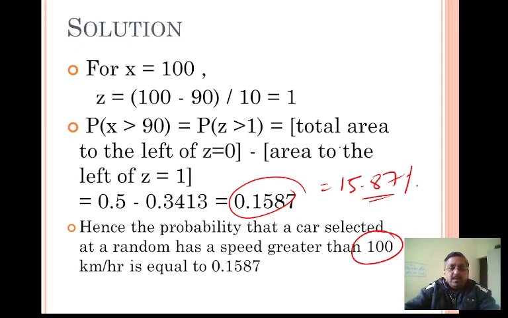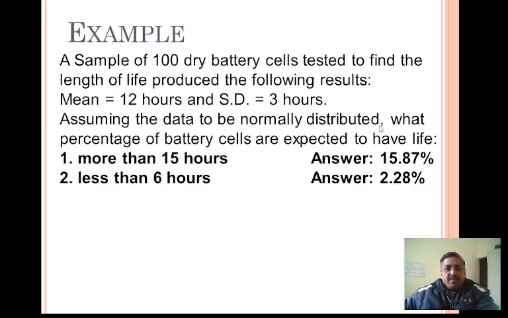So now moving to the next example, let's take another example: a sample of 100 battery cells tested to find the length of life produced the following result. You understand this question? Let's move to another real life example, that is the life of battery cells. So 100 battery cells have been experimented on before giving any kind of guarantee or warranty.